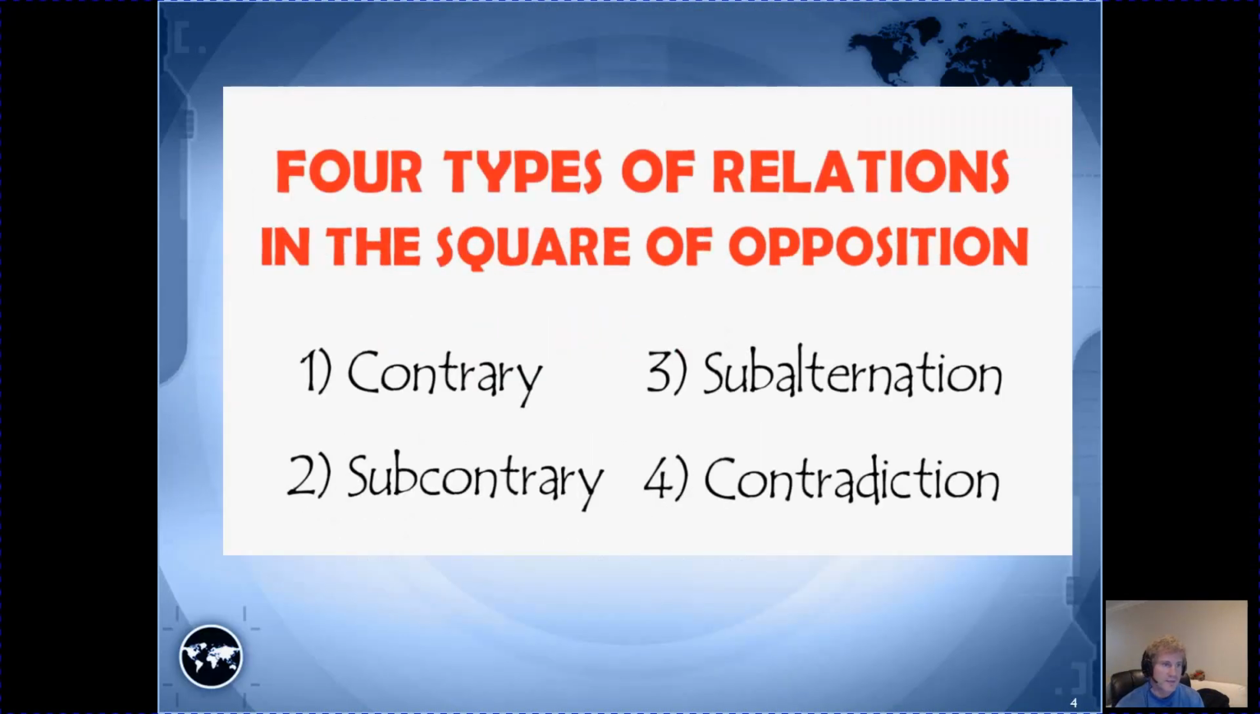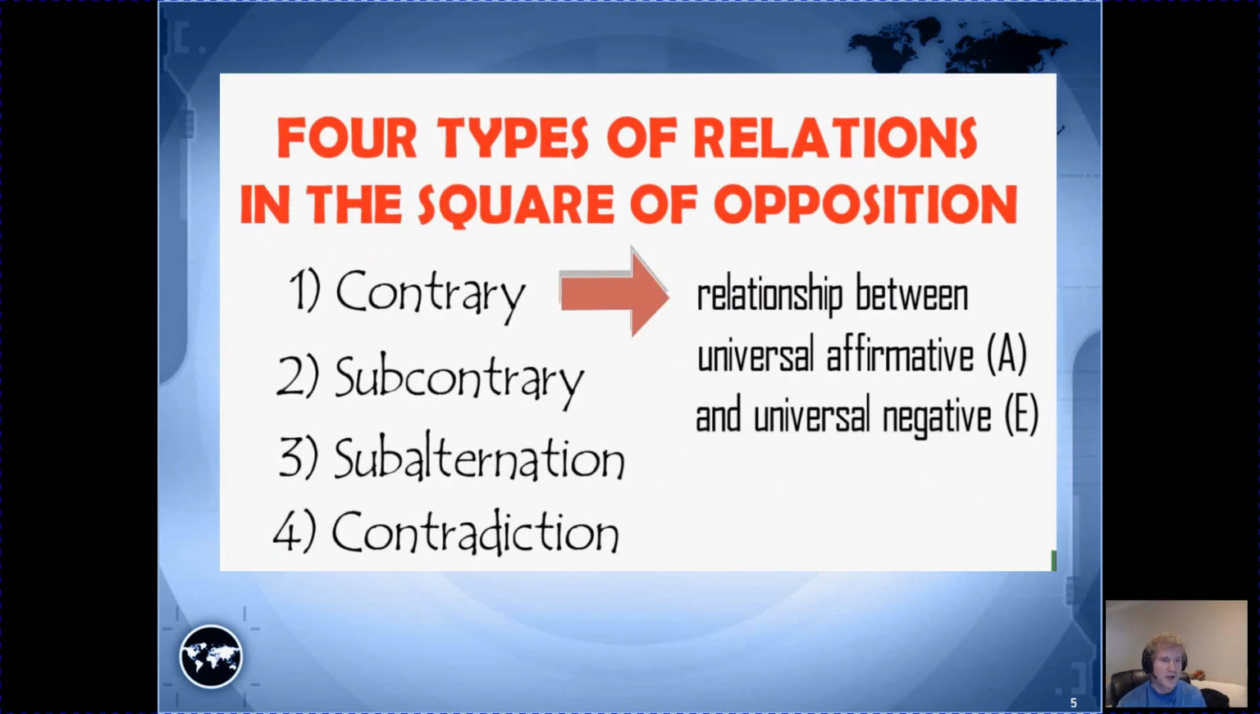So, let's move on. There are 4 types of relationships: contrary, subalternation, subcontrary, and contradiction. Again, you're giving me a headache, but just stay with me. It is actually very simple. Just think about contrary. Contrary is the relationship between 2 universals. It's either universally true or it's universally not true. It seems like there's a universal relationship there.